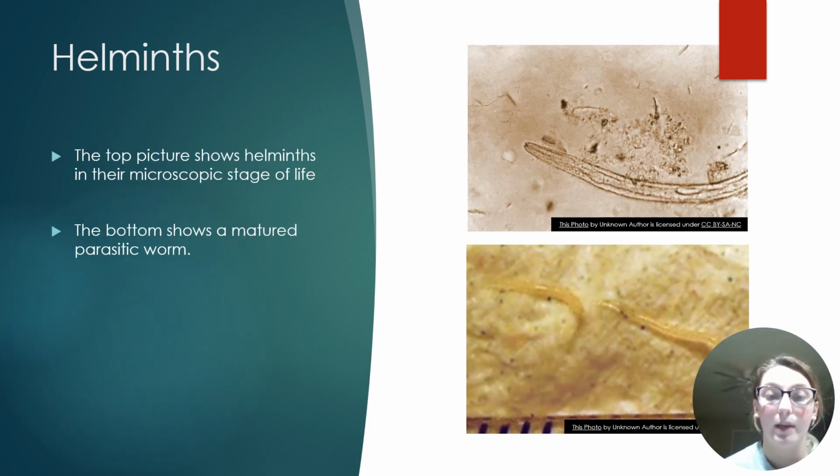Helminths. The top picture shows helminths in their microscopic stage of life. As pictured, you can see someone using a microscope and taking a picture of the larvae or eggs of the helminths, parasitic worms. The bottom picture shows parasitic worms in their full-grown or matured state.